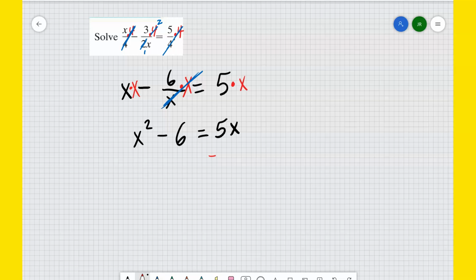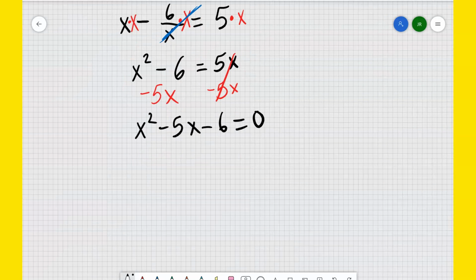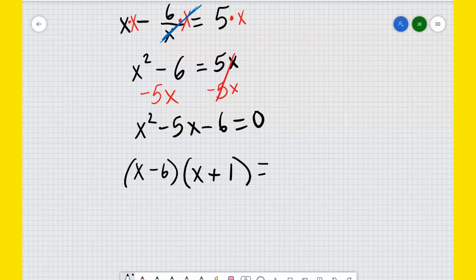So I'm going to move the 5x over to this side with the other two terms by subtracting 5x from both sides, which then gives me, I'm going to write it like this, x squared minus 5x minus 6 equals 0. Then you have to factor. I believe this will factor as x minus 6 and x plus 1. And so then when you solve both of these, you get x equals positive 6 and negative 1 when you set both of them equal to 0.